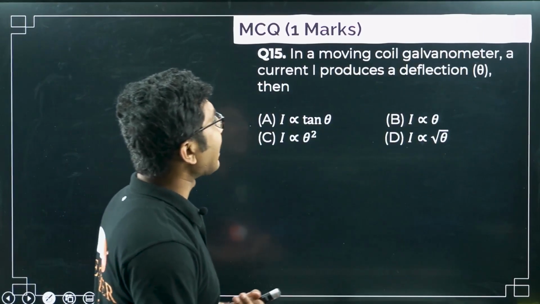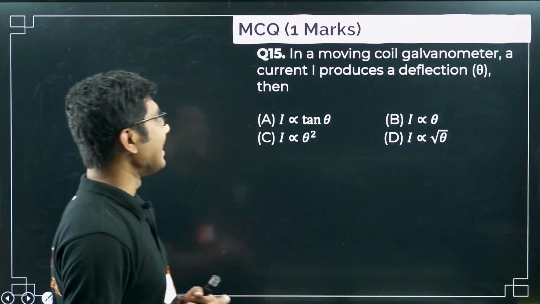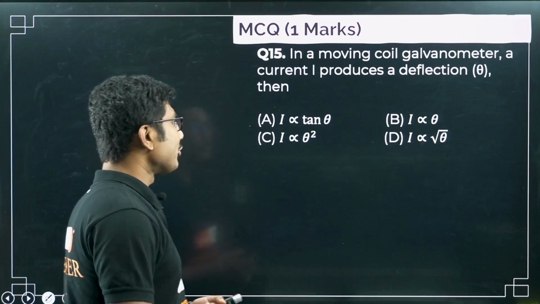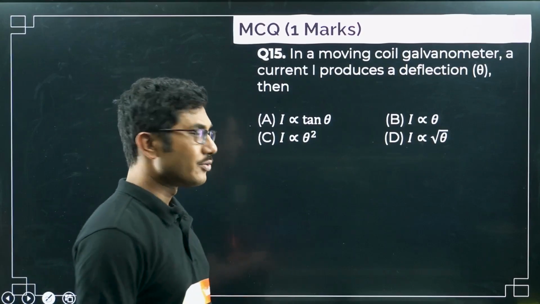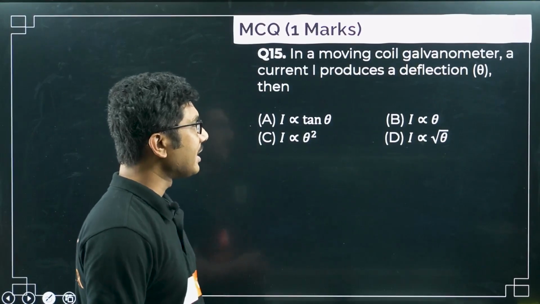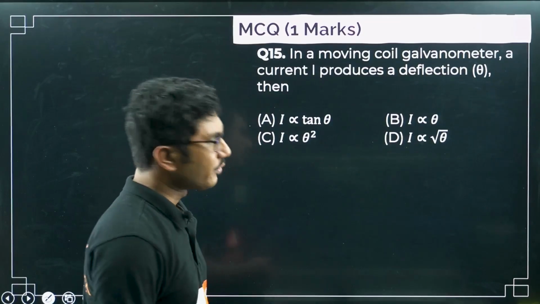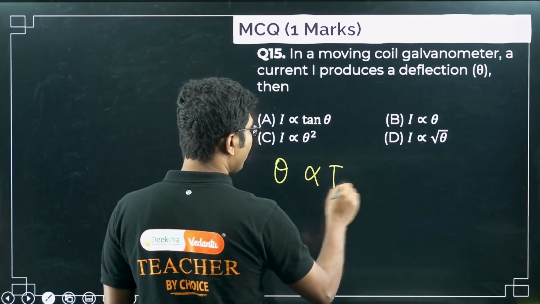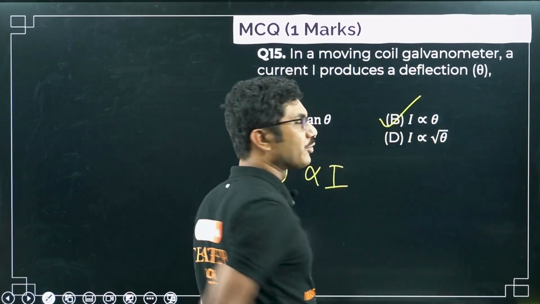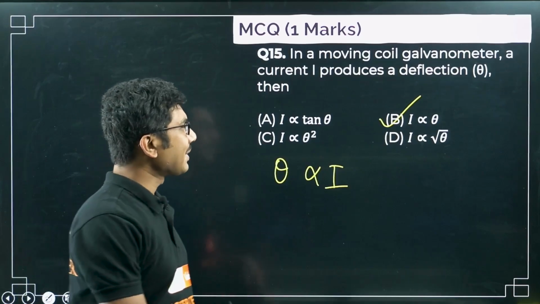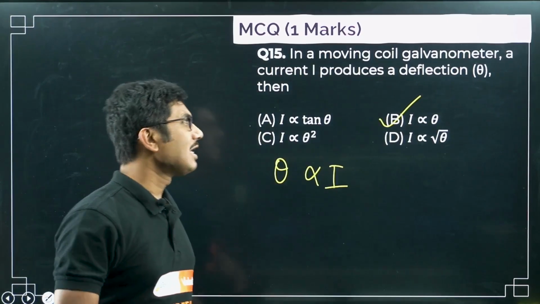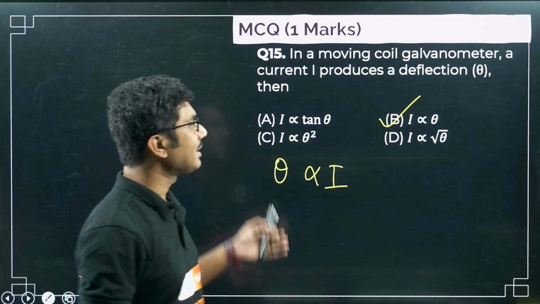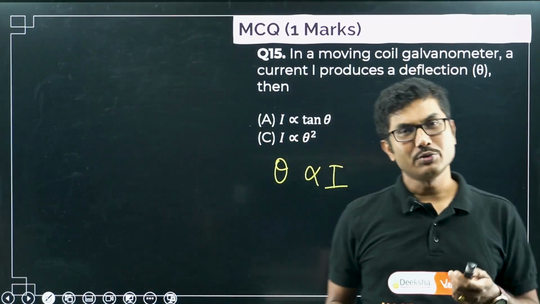In a moving coil galvanometer, a current I produces a deflection theta. Then I is proportional to tan theta, I is proportional to theta, I is proportional to theta square, I is proportional to theta root 2. So deflection in a galvanometer, we know, is proportional to the current produced. So basically I is proportional to theta normally. In some cases it is tan theta, but in this case they have not mentioned any type of galvanometer, so for a moving coil galvanometer, I is directly proportional to theta.